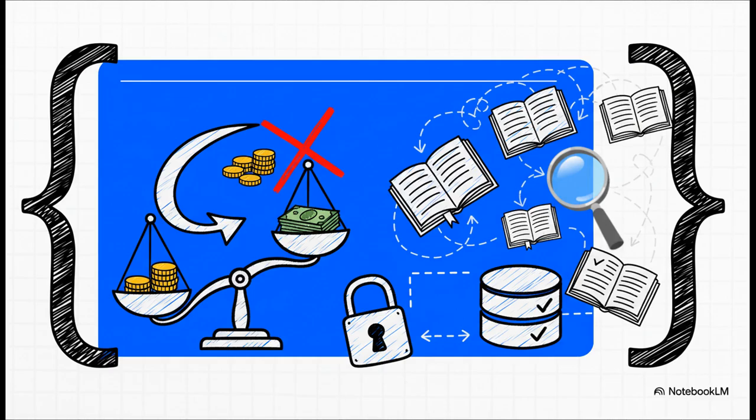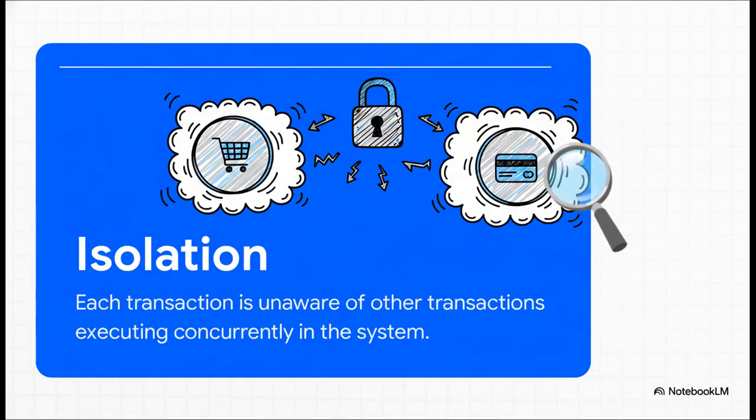No funny business. Then we have I for isolation, and this one takes us right back to our online shopping problem. Isolation basically puts each transaction inside its own soundproof room. Your buy transaction and the other person's buy transaction can run at the same time, but they can't see or mess with each other's work until one of them is completely finished. This is what prevents them from tripping all over each other.